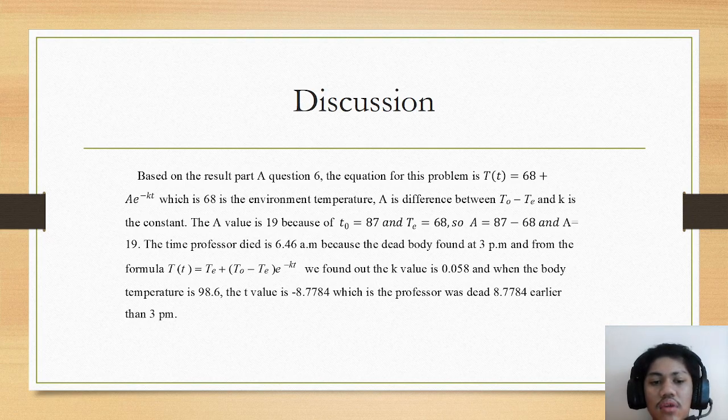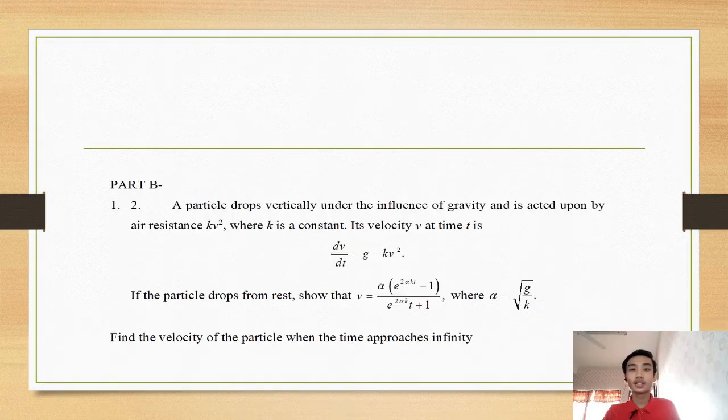From the formula T equal to TE plus T0 minus TE times e to the power of negative kt, we found out the k value is 0.058, and when the body temperature is 98.6, the t value is negative 8.7784, which means the professor was dead 8.7784 hours earlier than 3 p.m. That's all from me. Thank you.